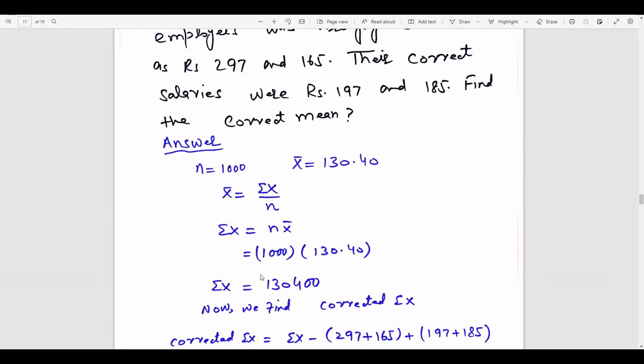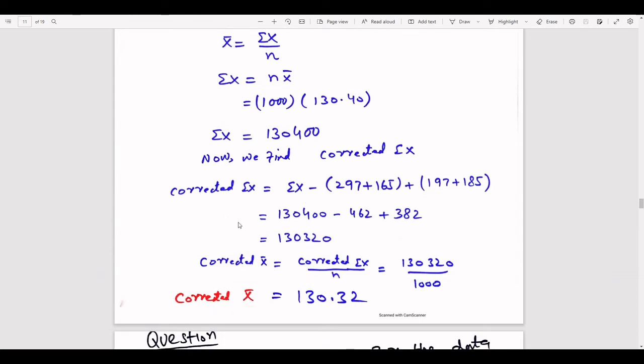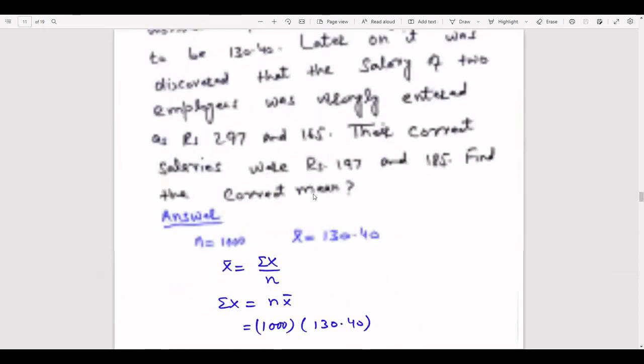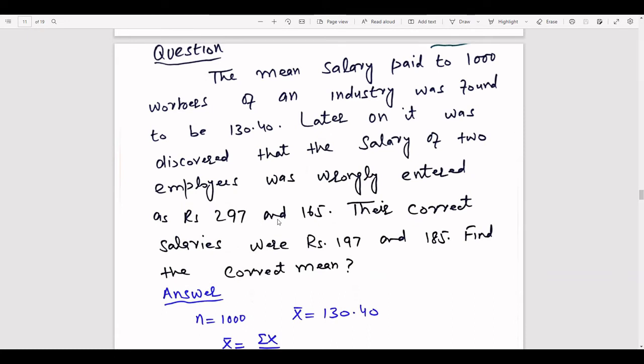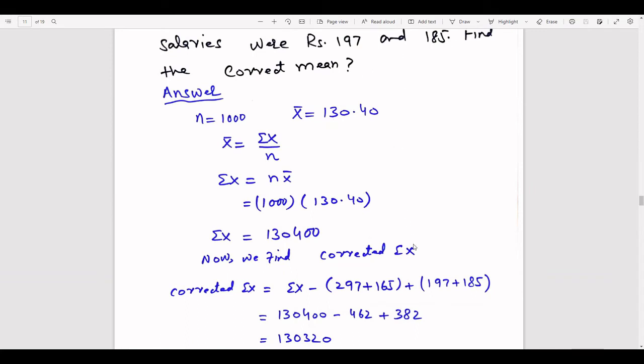N is given, which is 1000, and sum of x is equal to 130.40 times n. After multiplying this, sum of x is equal to 130400. So the corrected sum of x is equal to sum of x minus the wrong values, which are 297 and 165, and add the correct values, 197 plus 185. So we subtract 462, which are the wrong entries, and we add 382, which are the true entries.